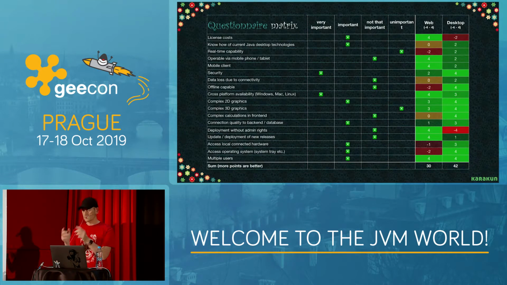And then you just count the numbers, and in the end it will give you some direction to think about if you should use web or desktop, right? I don't know how it works in your companies or in the projects you work on, but I had the experience that people never talk about the UI technology.